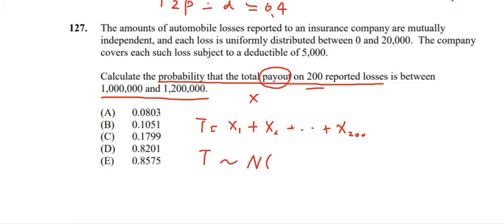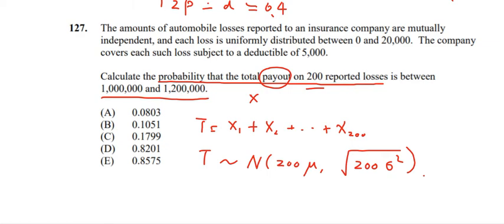So N of 200 mu and variance 200 sigma square, take a square root. Okay. So at the first we need to find mu. So what is mu? So mu is the payout, let's check.